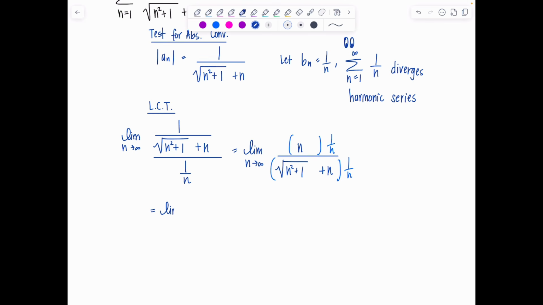Okay, limit n goes to infinity. I'm going to have a 1 in the numerator. Now be careful. When you divide or when you're multiplying by 1 over n and it comes underneath the radical, it's going to become n squared, n squared. So underneath the radical now, I'm going to have 1 plus 1 over n squared and then a plus 1.